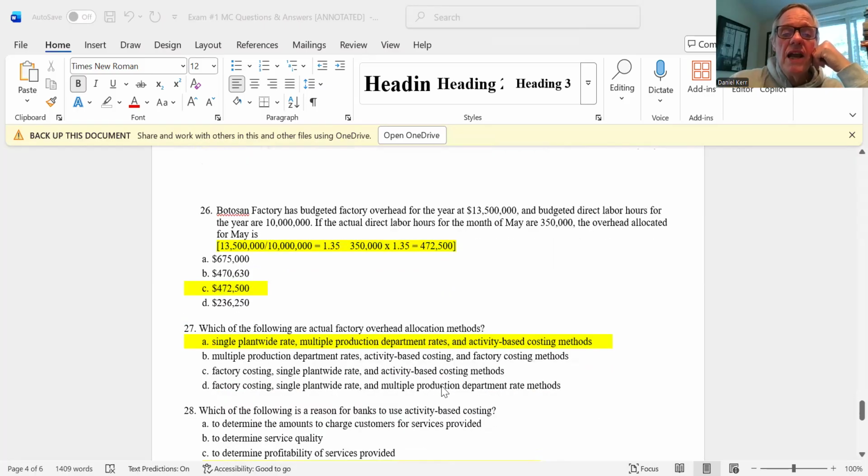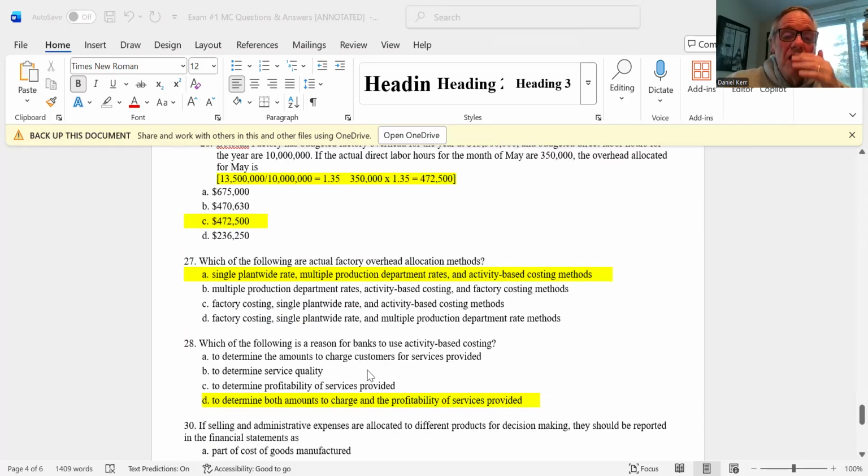Which of the following are actual factory overhead allocation methods? So the allocation methods are single plant-wide rate, multiple departmental rates, and activity-based costing methods. So the correct answer there is A. All the other ones are interesting, but they don't include all the methods. So the methods that we did in class were single plant-wide rate, multiple departmental rates, and activity-based costing. So the correct answer is A.